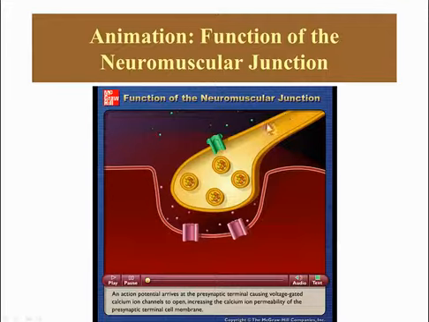Now we're going to play this, and I'm just going to talk you through it, though you can watch this over and over again on Blackboard. You can also watch this on the textbook website. Go to chapter 8, click on animations and choose function of the neuromuscular junction, and you'll see this animation. It may play a little better on the textbook website because you're playing from their server instead of the school server. Okay, here we go.